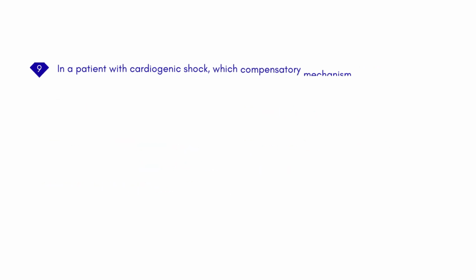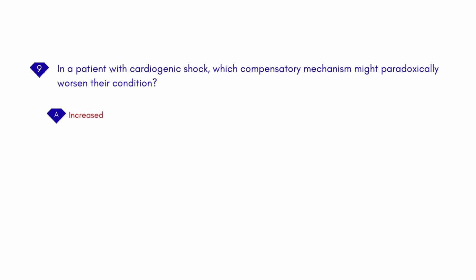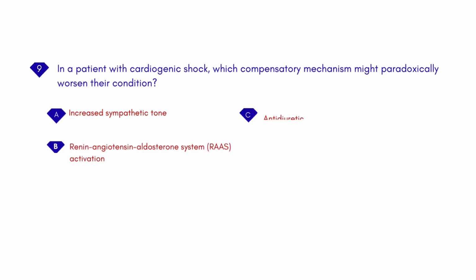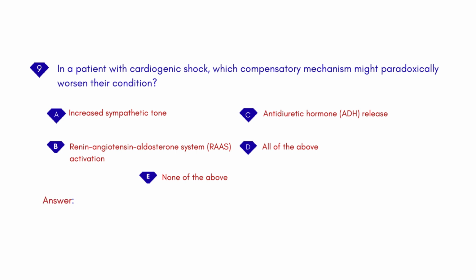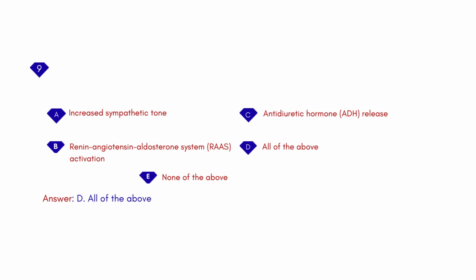In a patient with cardiogenic shock, which compensatory mechanism might paradoxically worsen their condition? A. Increased sympathetic tone. B. Renin-angiotensin-aldosterone system, RAAS, activation. C. Antidiuretic hormone, ADH, release. D. All of the above. E. None of the above. Answer: D. All of the above.